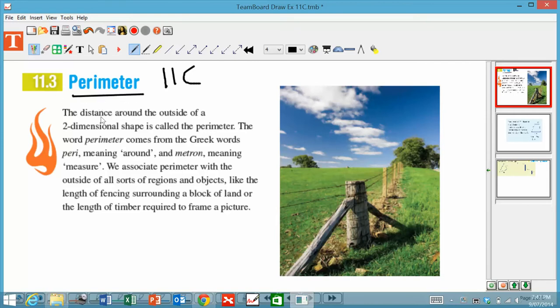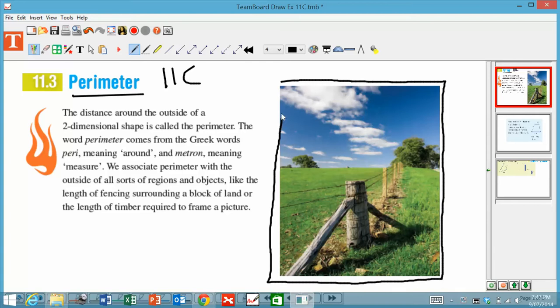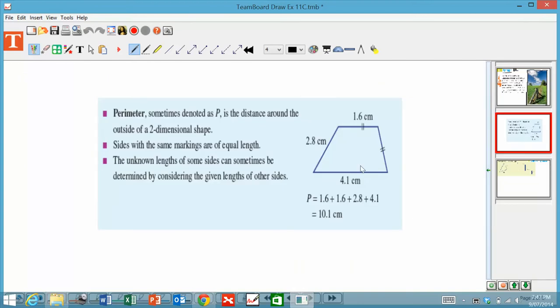11C, perimeter. Okay, so what is perimeter? Perimeter is the distance around the outside of usually a two-dimensional object or two-dimensional shape. So the distance around the outside of something. The word perimeter comes from, I'm not going to go through all that, but it is the distance around the outside of an object, and most of you will know and understand that.